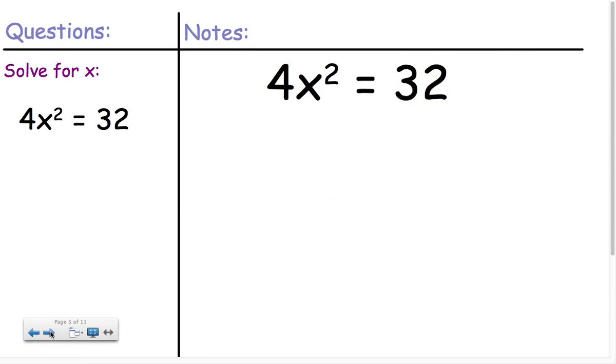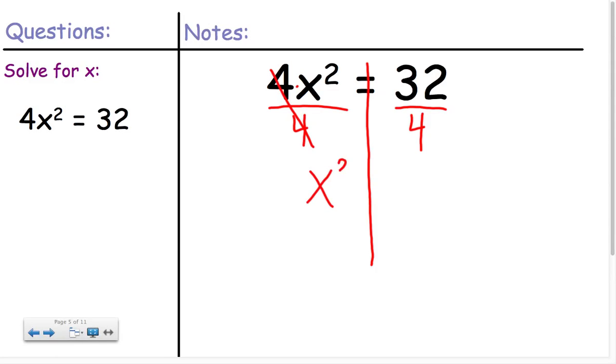The next one is 4x squared equals 32. On this one, I need to get rid of that 4 first. So the way I'm going to do that is this is like my couple, 4x squared, divide both sides by 4. So I'm left with x squared equals 32 over 4.